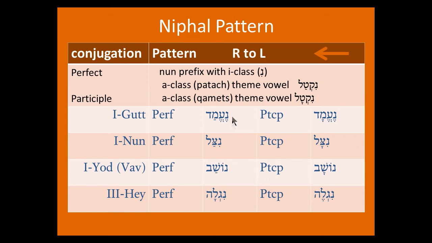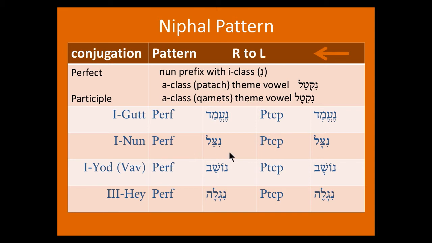Okay, so we're still going with N I-class. So that's consistent, N I-class and patach. Right there it is in the perfect. But with a participle, it's N I-class qamets. Again, very consistent with your strong verb.